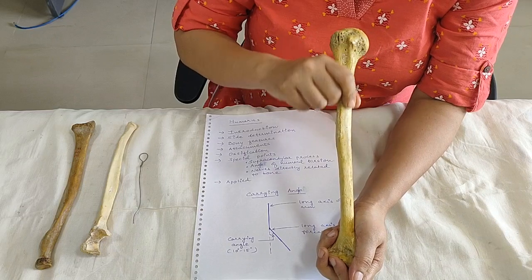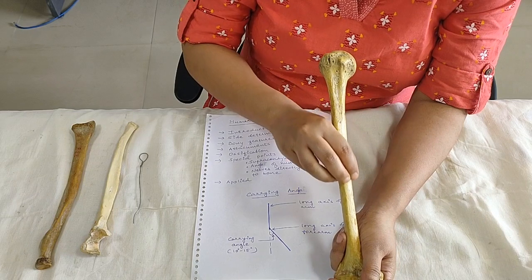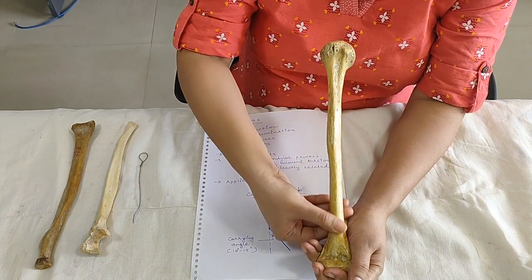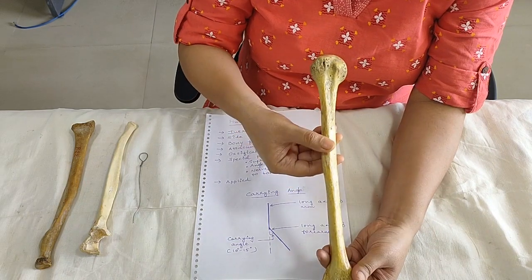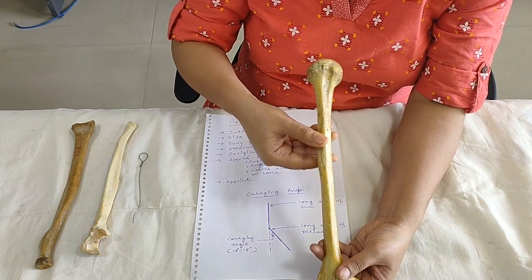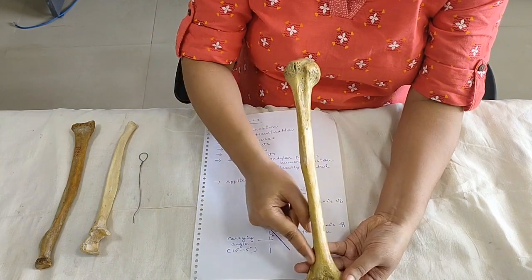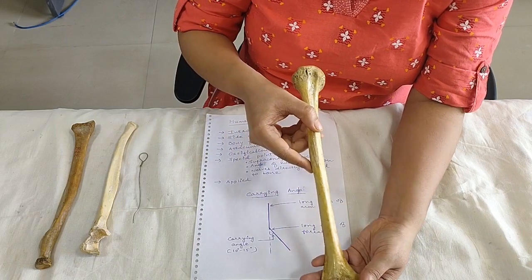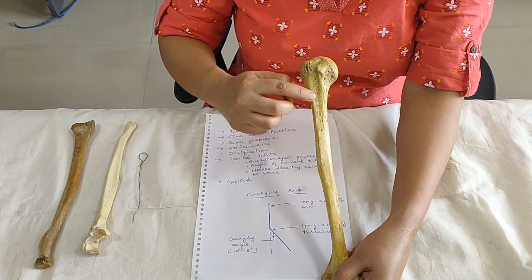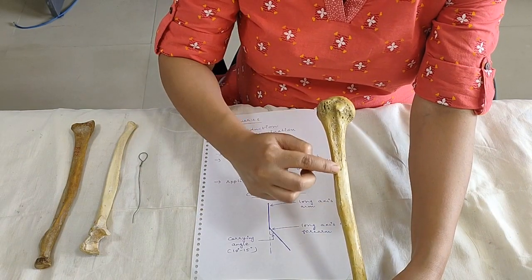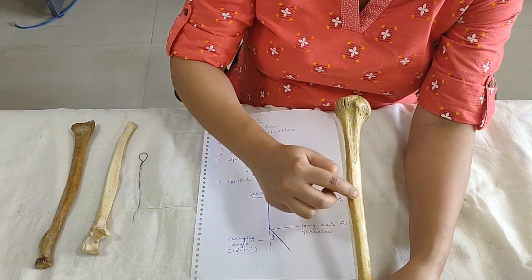Coming to the shaft. The shaft of the humerus is cylindrical in upper portion and triangular in lower portion in cross section. So it is having 3 borders and 3 surfaces: anterior border, medial border and lateral border. Anterior border is the lower extension of this lateral lip of intertubercular sulcus. In lower part it is rounded.